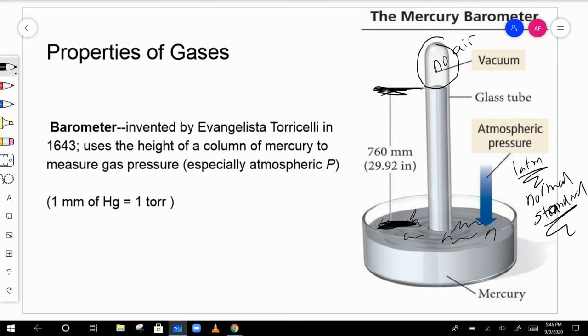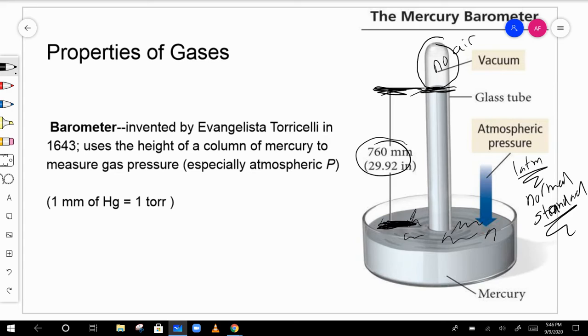If you were to put water in there, the column would be much, much higher. The reason we use mercury is because it's probably the most dense liquid, the heaviest liquid there is. So this column is going to be the shortest possible column we can get. That's why we use mercury. But really, we could use any liquid to figure out the pressure.